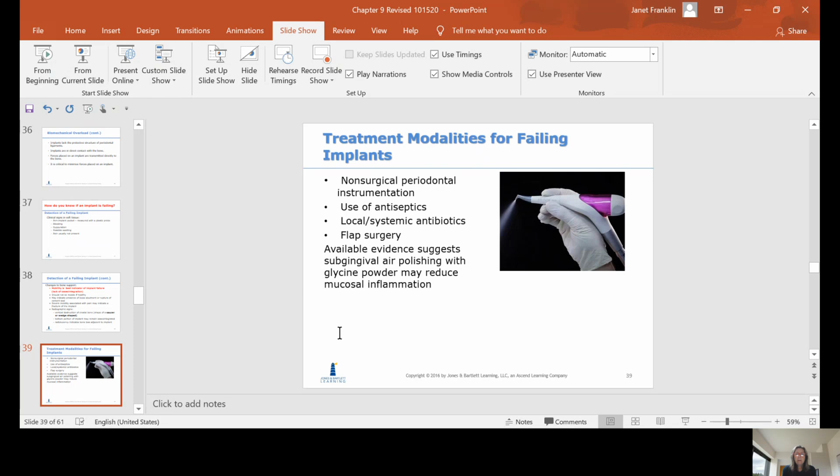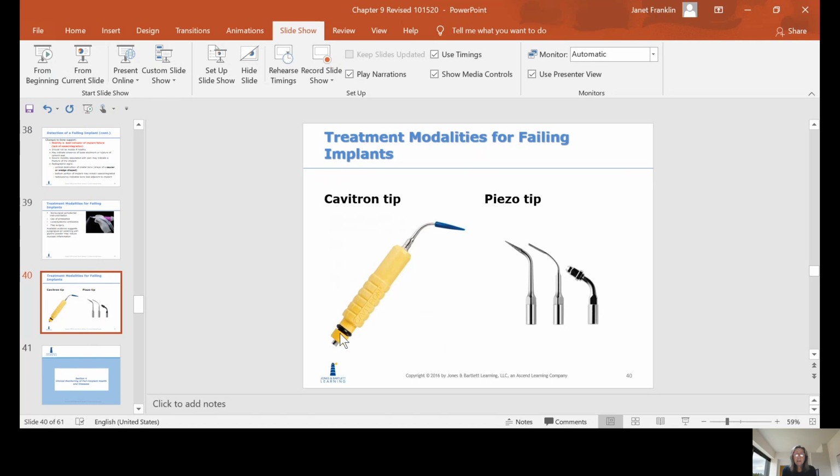So how do we treat them? One of the ways we treat implant issues is with this little tool. It's an air polisher. It's fairly new on the market. It's made by Hu-Friedy. I had one of these in my practice. It's for non-surgical periodontal instrumentation. You can use antiseptics, local or systemic antibiotics. The air polisher has a glycine powder in it, which is much softer and finer than the baking soda that's in a ProfiJet, but it works similarly to a ProfiJet. You can also use Cavitron tips that are plastic coated or piezo tips that are plastic.